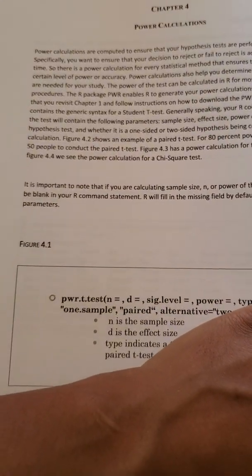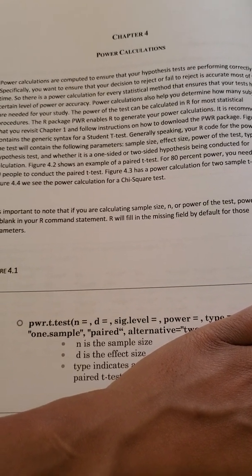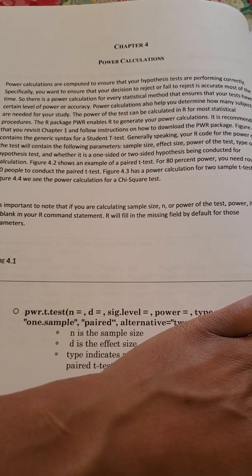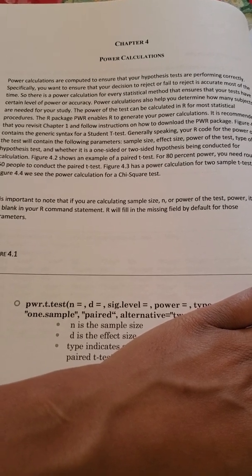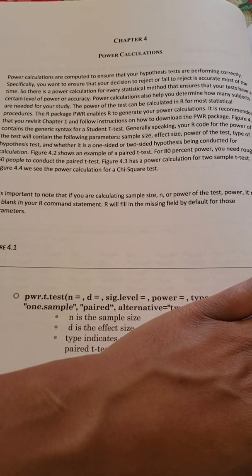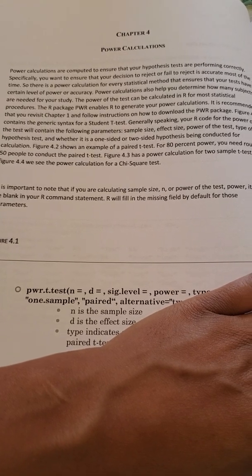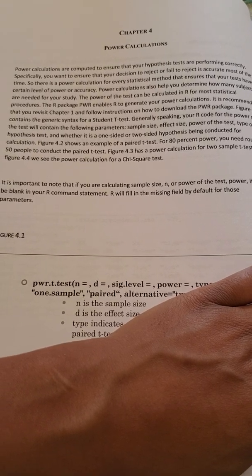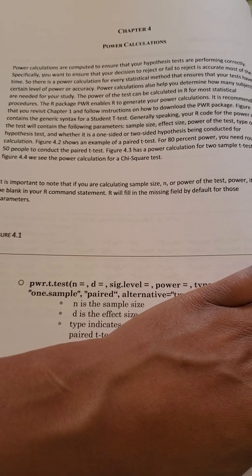So power calculations. Power calculations are computed to ensure that your hypothesis tests are performed correctly. Specifically, you can ensure that your decision to reject or fail to reject is accurate most of the time. So there is a power calculation for every statistical method that ensures that your tests have a certain level of power or accuracy. Power calculations also help you determine how many subjects are needed for your study. The power of the test can be calculated in R for most statistical procedures.